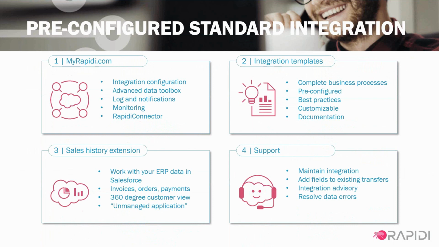We have the sales history extension that is an option for you. It's 3 objects that you can import into your Salesforce org. It holds the open orders, the sales history, and the payment history. It's an unmanaged application, which means that either you or your partner can modify this in any way you want. But it has been designed with Microsoft Dynamics in mind. So when you look at your data inside of Salesforce, for instance, an order or a sales history invoice, it would be the same look and feel as you know already from your Microsoft Dynamics system.